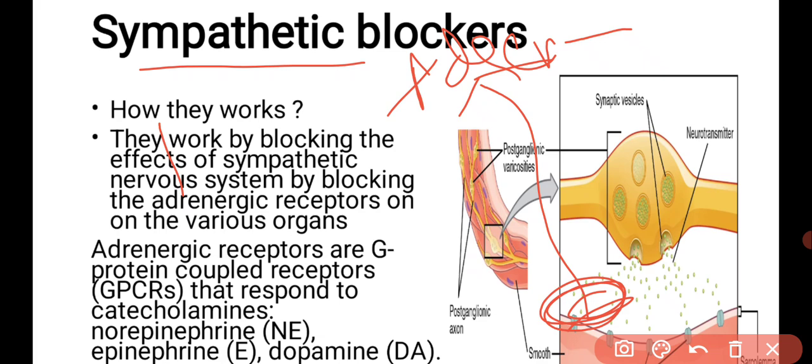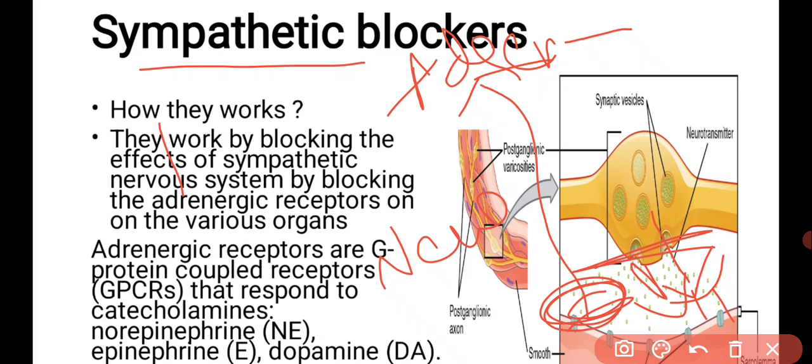Whatever neurotransmitters are released from the sympathetic nerve endings, majorly the catecholamines adrenaline and noradrenaline, act on the receptors present on all these innervated organs. The receptors for adrenaline and noradrenaline are considered adrenergic receptors. These adrenergic receptors may be of different types; different organs have different types of adrenergic receptors.